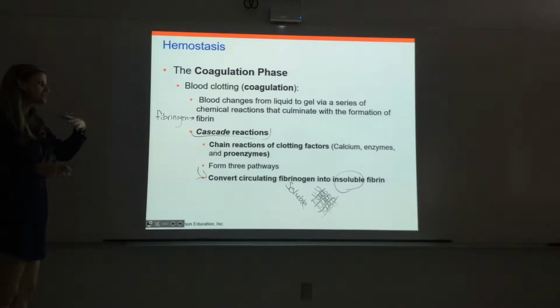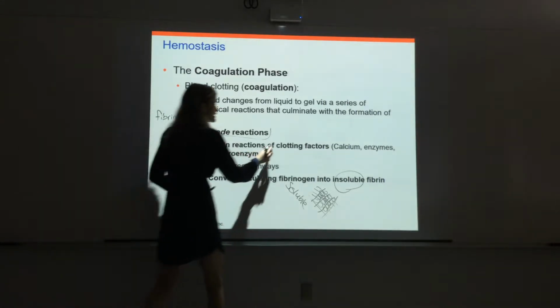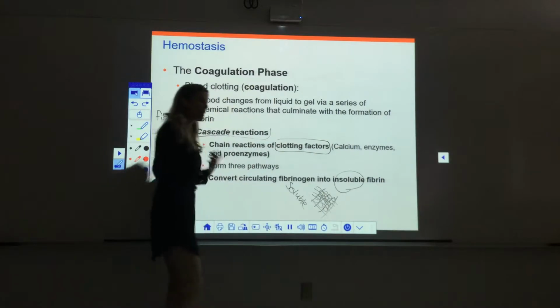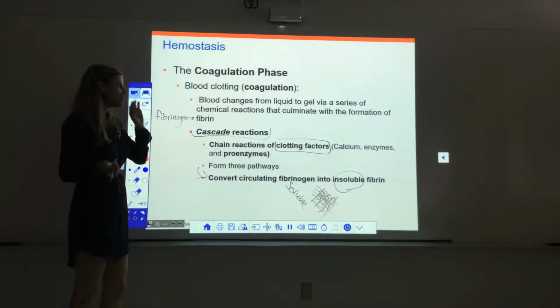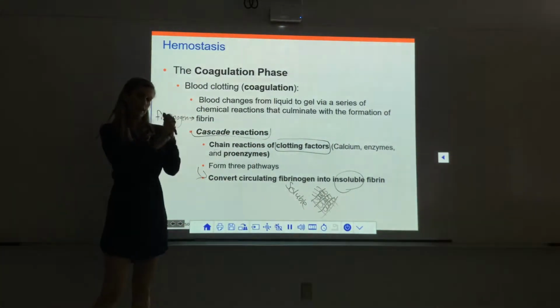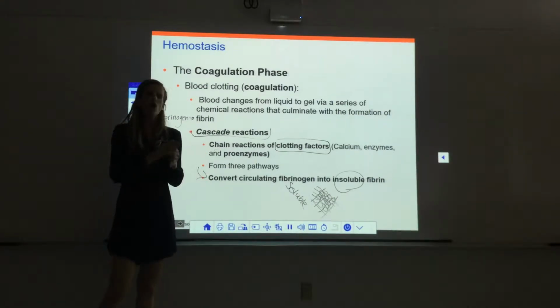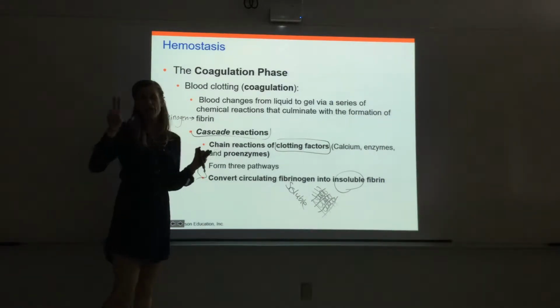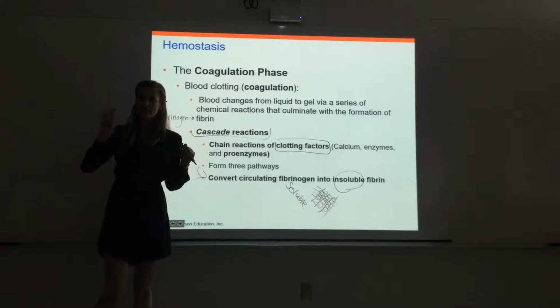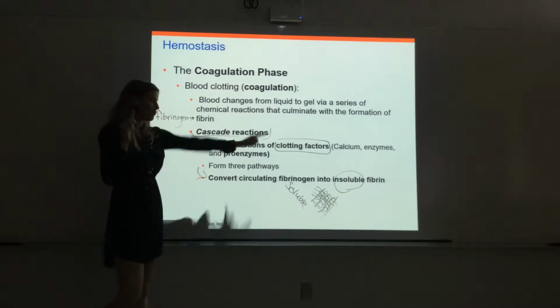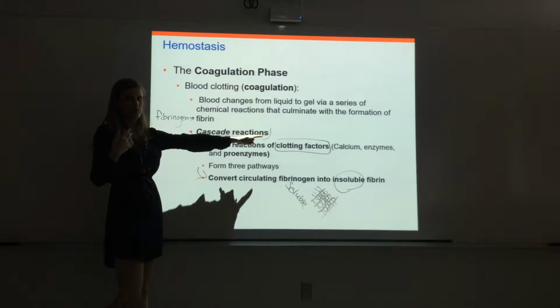When we look at these chain reactions, again, we're utilizing clotting factors, and we'll look at a list of them in a second. But these clotting factors include calcium. The calcium ions, just general calcium ions, are important. They stimulate two different pathways, the extrinsic and intrinsic pathway. They utilize calcium as a clotting factor.